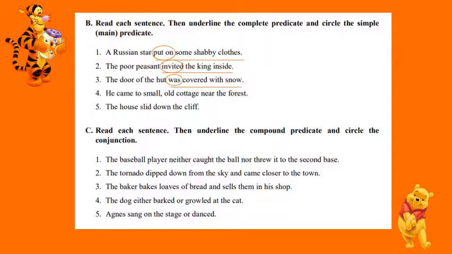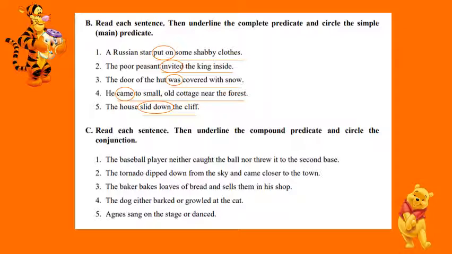Number 4, he came to a small old cottage near the forest. Came to a small old cottage near the forest is the complete predicate. Simple predicate, the main verb here is came. Last one, the house slid down the cliff. Slid down the cliff is the complete predicate, and the simple predicate is slid down, made up of two words. Here the main verb, the simple predicate, is made up of two words, slid down.